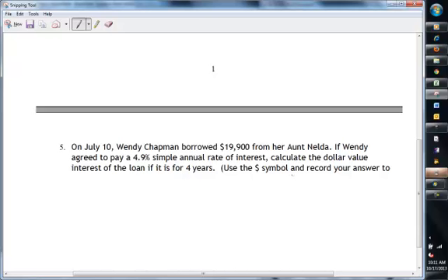Next one. On July 10th, Wendy Chapman borrowed $19,900 from Aunt Nelda. Man, those aunts always have lots of money, don't they? She agreed to pay 4.9% simple interest. Calculate the dollar value if the loan is for 4 years.